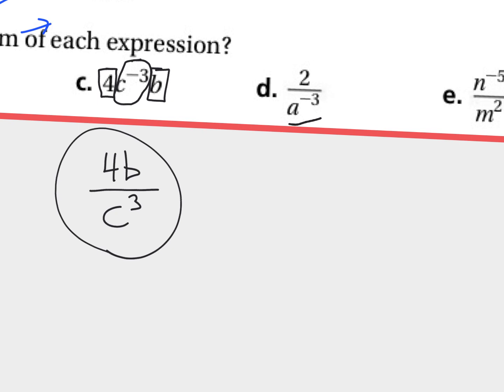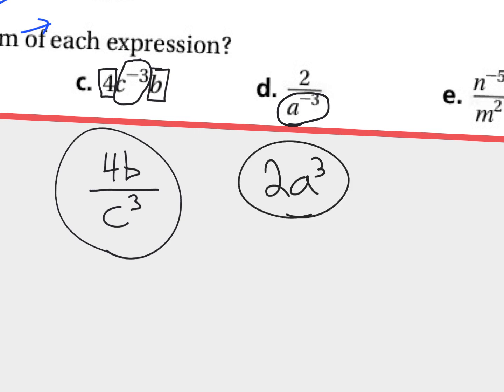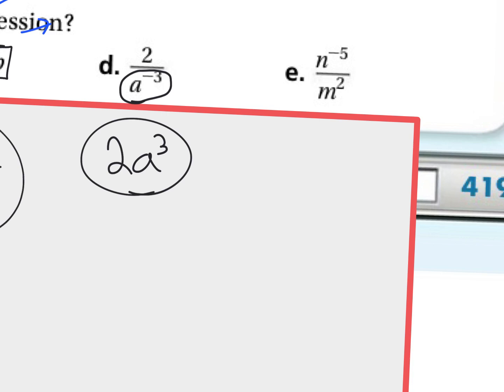Part D, we've got a negative exponent in the denominator. Let's bring it to the numerator to make it positive. And then part E, the m squared is fine where it's at. It's already a positive exponent. N to the negative 5th is what we've got to work with here. Since it's a negative exponent, we'll bring it to the denominator to make it positive.